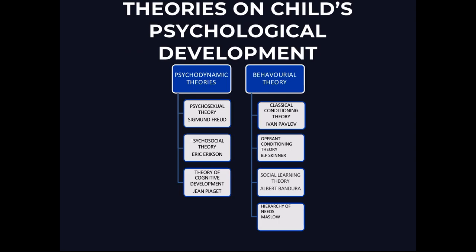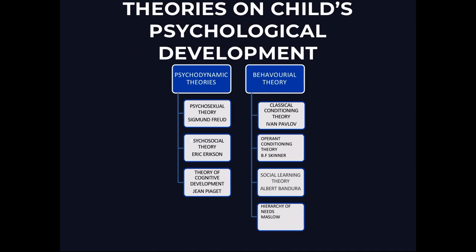So next is the classification of theories of child psychology. This is very, very important. Basically they are divided into 2 types: psychodynamic theories and behavior theories. Psychodynamic theories include psychosexual theory by Sigmund Freud, psychosocial theory by Erik Erikson, and Jean Piaget's theory of cognitive development.